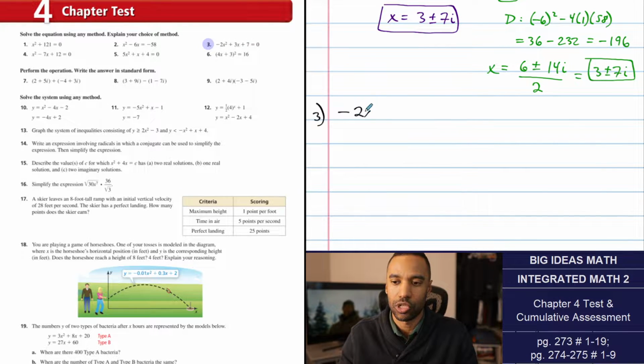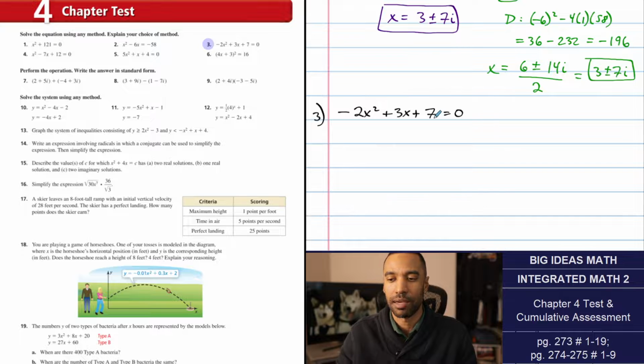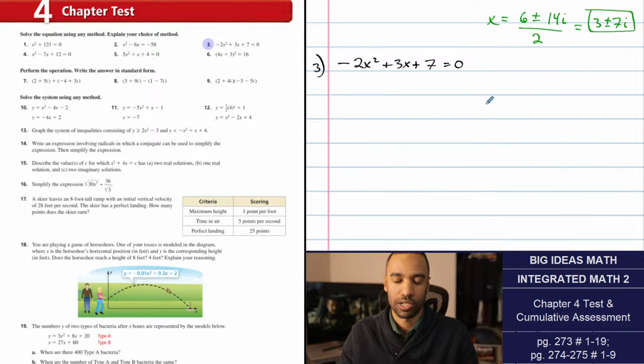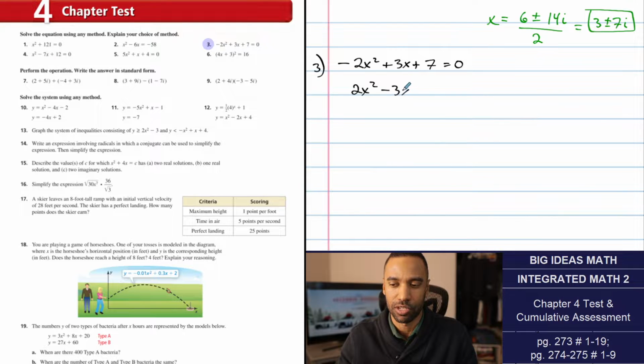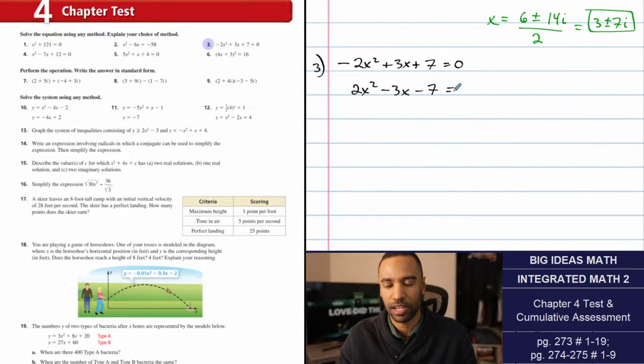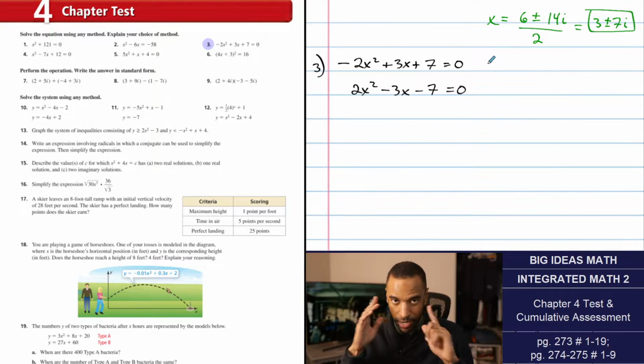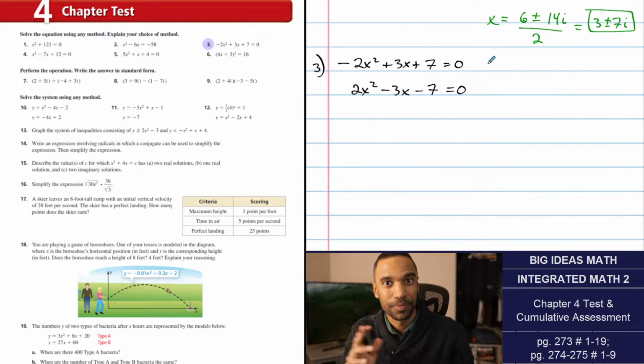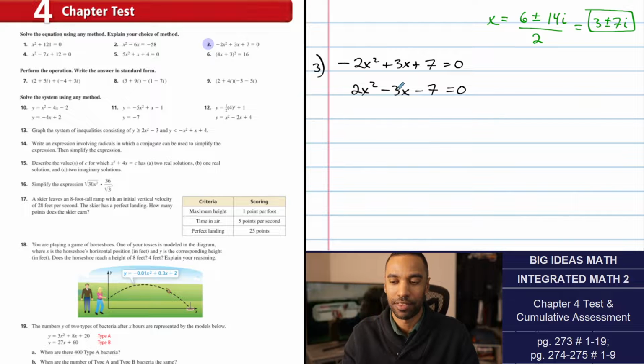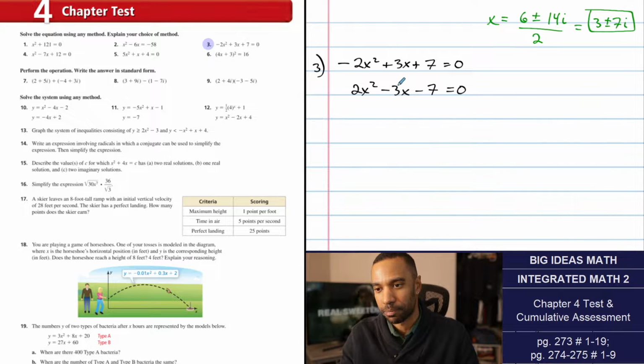Number 3, negative 2x squared plus 3x plus 7 equals 0. No matter which method I choose here, I am going to change the signs. I want my leading term positive, whether it's completing the square or checking to see if this is factorable. I'm trying to see in my head whether it's factorable. I don't believe it is. I'm trying it out. It's not working. If this was a 5, then it could work, but it's not.